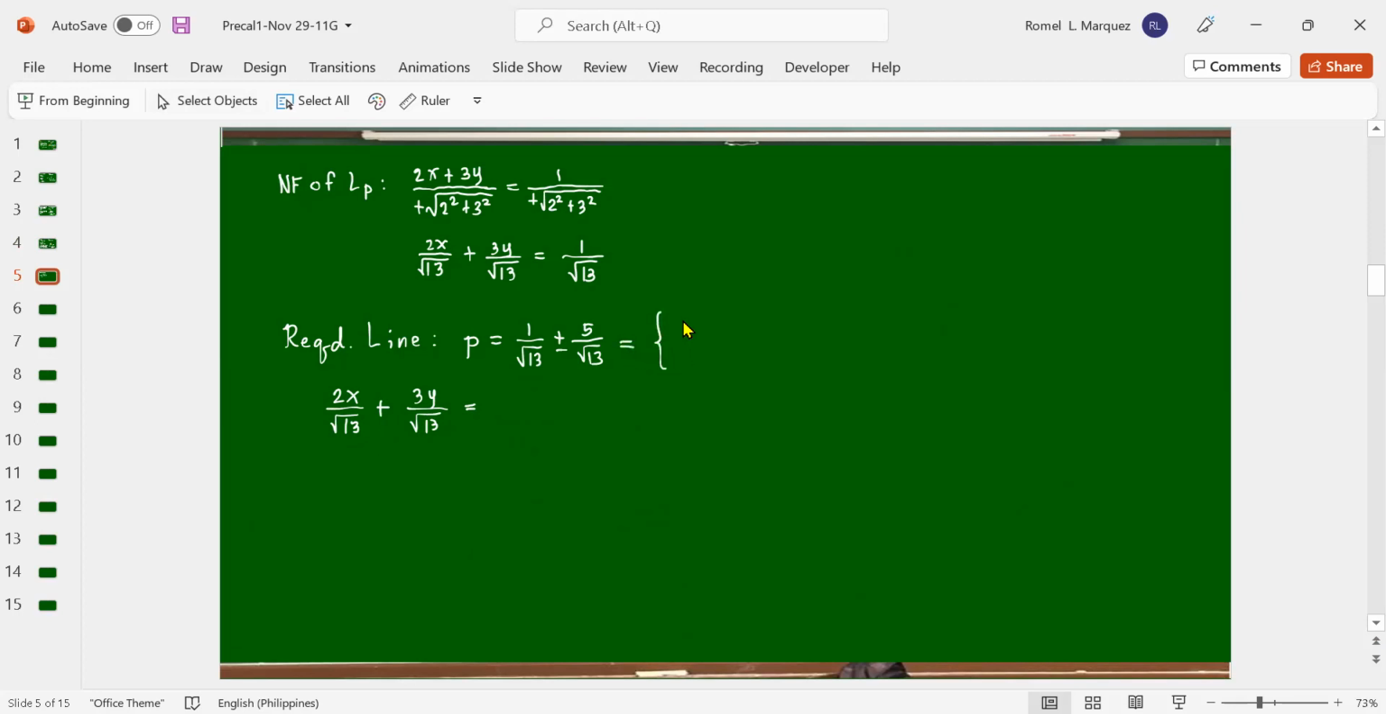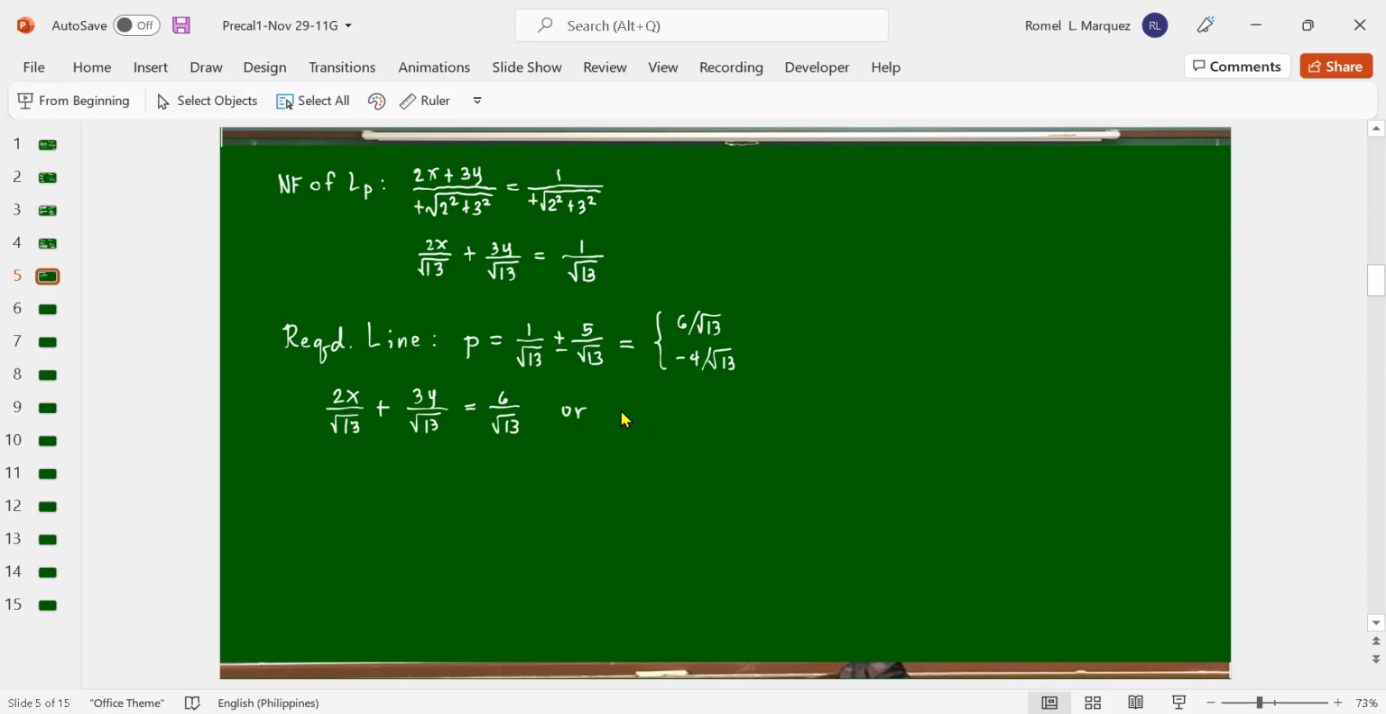Guys, one is negative 4 over square root of 13, am I correct? The other one is 6. So one is 6 over square root of 13, and the other is negative 4 over square root of 13, on the right side.